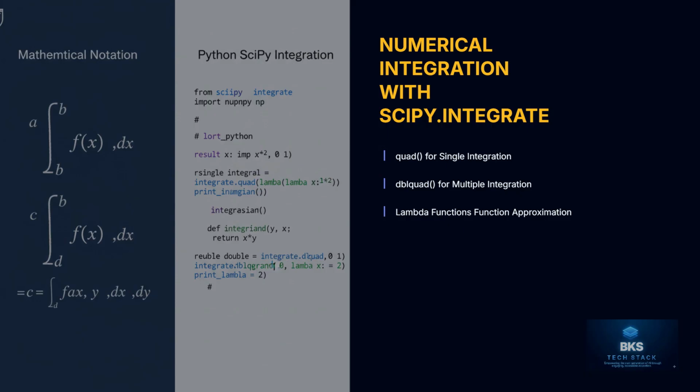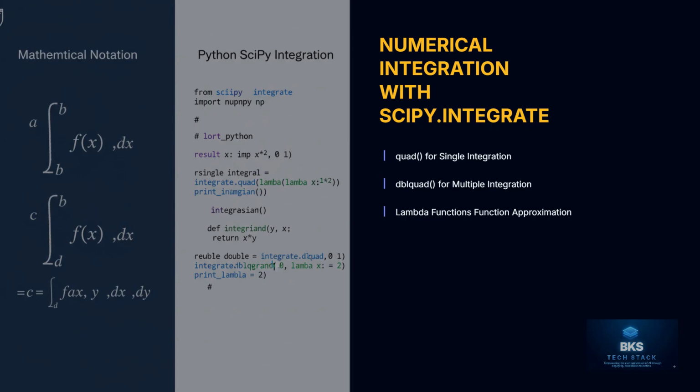But look at the code on the screen. We define a Python function, say f of x, and pass it as a first-class citizen to quad. Scipy handles the heavy lifting of subdividing the interval and applying quadrature rules like Gauss-Kronrod to give you an accurate result. It returns a tuple, the estimated value and the estimated error, so you know how precise your answer is.